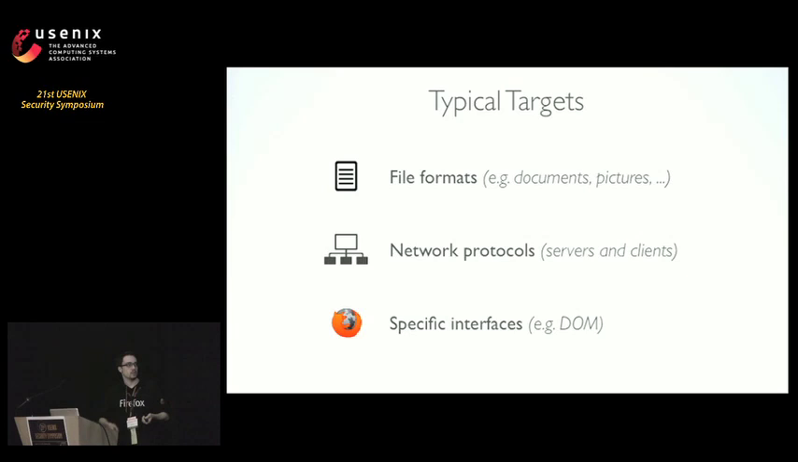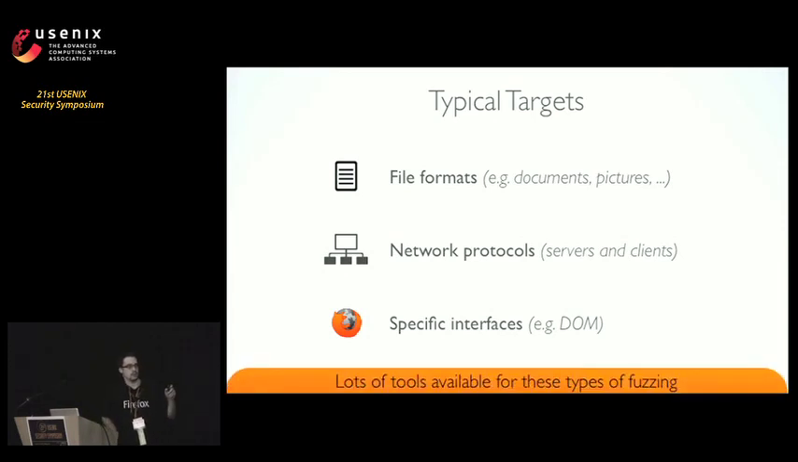So typical targets for fuzz testing are usually file formats like documents, for example a Word document, or pictures, like if you want to test a PNG decoder. You can also fuzz network protocols like an HTTP server or client implementation. And you can fuzz interfaces. For example, if you take a browser, then you have a document object model in there, and it provides a certain API. And you can randomly exercise that API and see what happens if something goes wrong. Now, there are lots of tools available for these types of fuzzing. At least for the first two; for the third one, there is, to a certain extent, a tool chain available to do that.